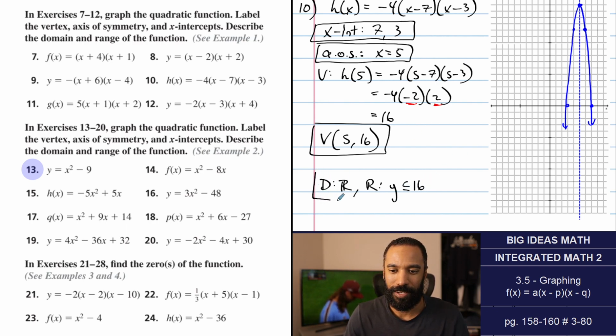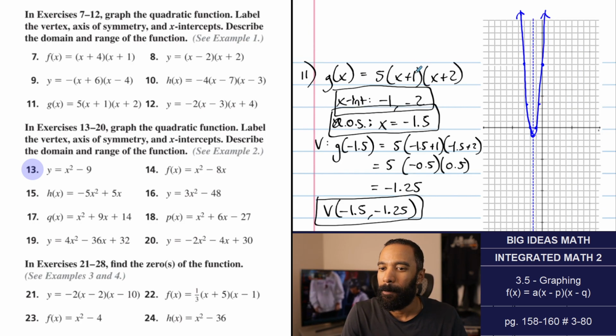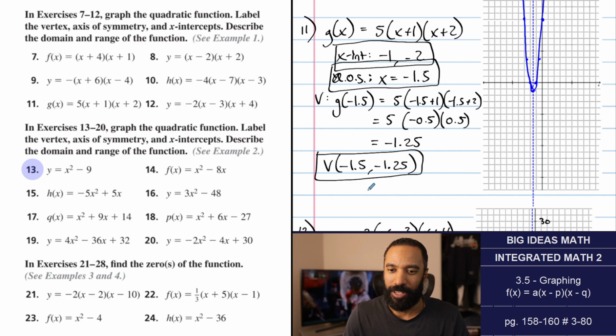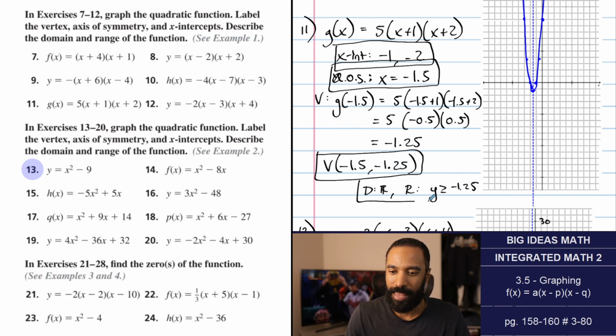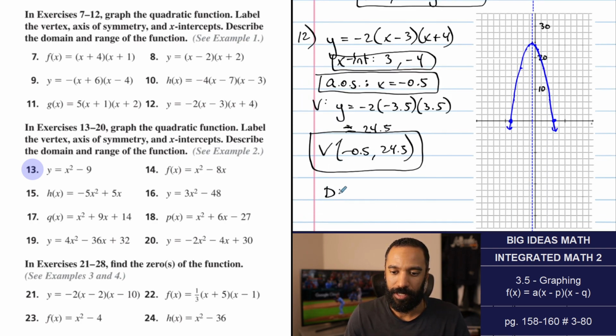It goes downward, right? It's all about the min, max. I'm looking at these y values, and I'm looking at which way it faces. That's pretty much all I'm doing. And domain's all real numbers. Number 11. Domain, all real numbers. Range, y is greater than or equal to negative 1.25. And then 12. Domain, all real numbers. Range, y is less than or equal to 24.5.